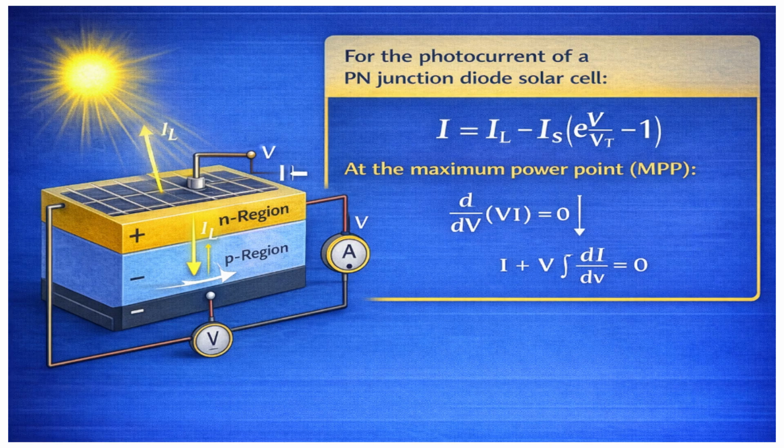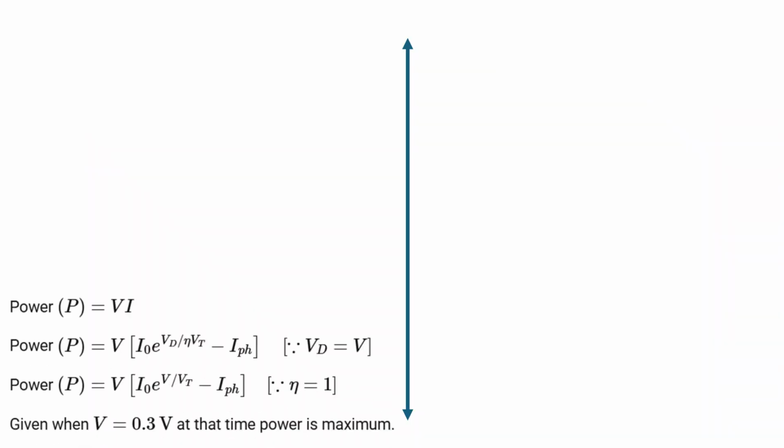Let's see some more detailed explanation. We'll use this equation to find out the value of the current, that is I is equal to IL minus IS times exponential of V by eta Vt minus 1, right? This is something like a PN junction diode. Photodiode is also an example of a PN junction diode only, there is no special term. That's why we can use this current equation, which will be valid here.